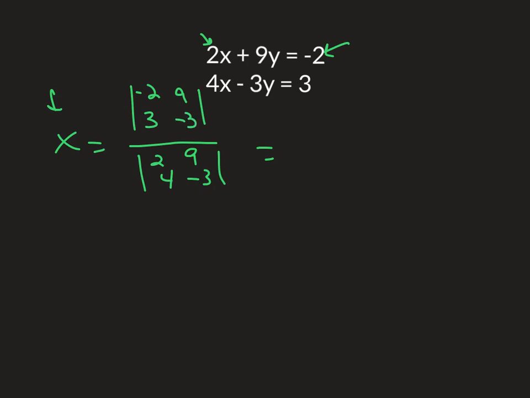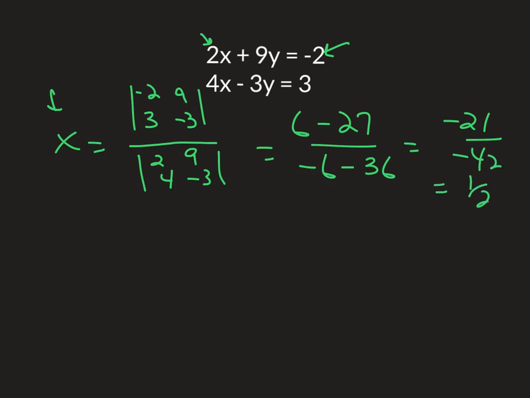Now you just work out your determinant like we did last week. Multiply, subtract. Same thing on the bottom. Multiply, subtract. My numerator, I get negative 21. My denominator is negative 42. Guys, that's just 1/2. Right, now find my y. To find my y, the good news is I know the bottom is negative 42 because it's always the same. So after you work out the bottom, you can just put that with your y.